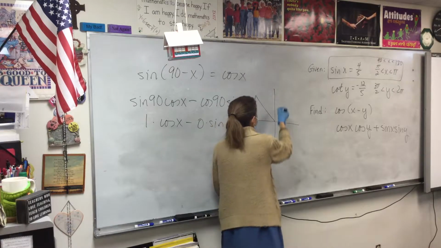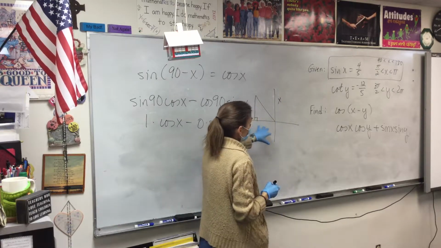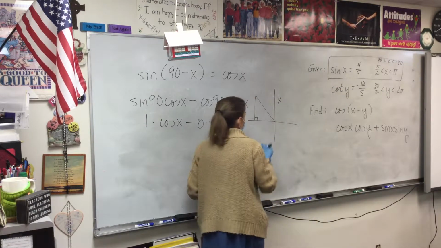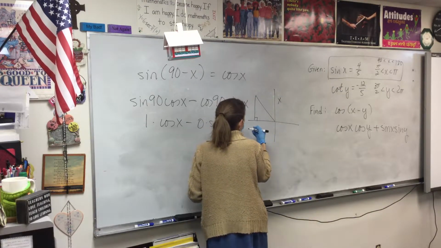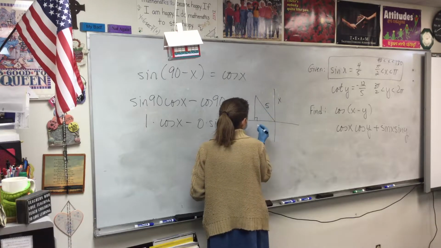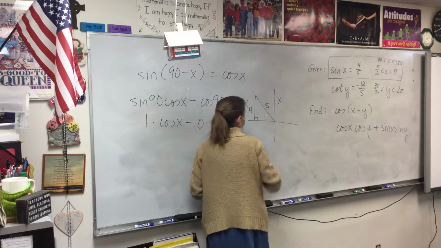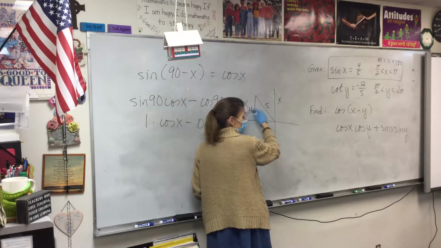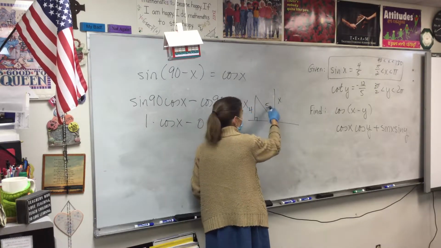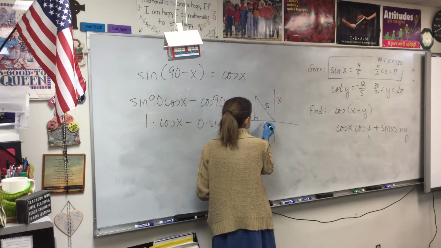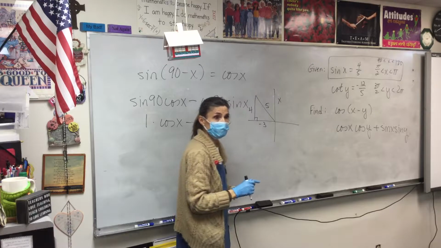And what do I know about angle X in quadrant 2? Its sine is 4/5. So where does that go? Hypotenuse 5. That's 5. This one is 4 because sine is opposite over hypotenuse, or y over r, right? This would be -3.